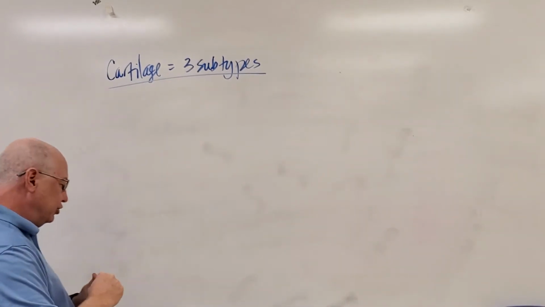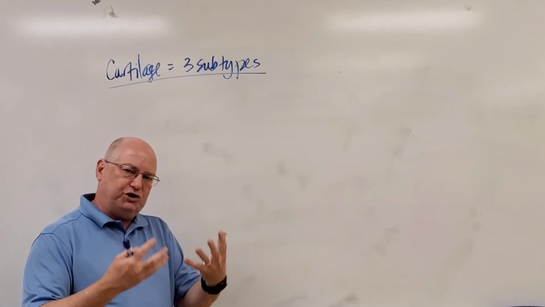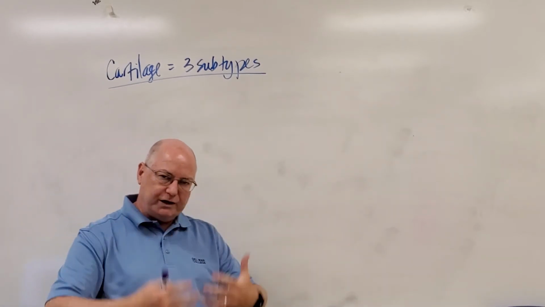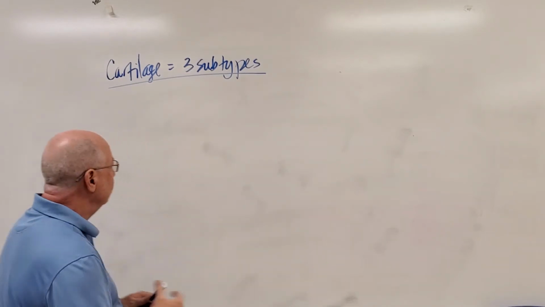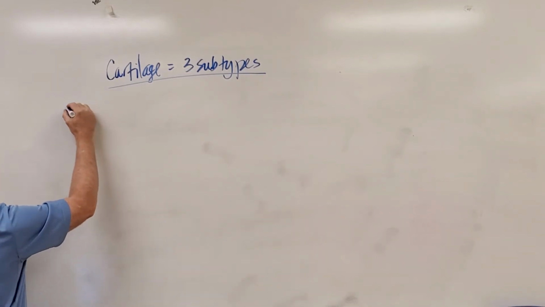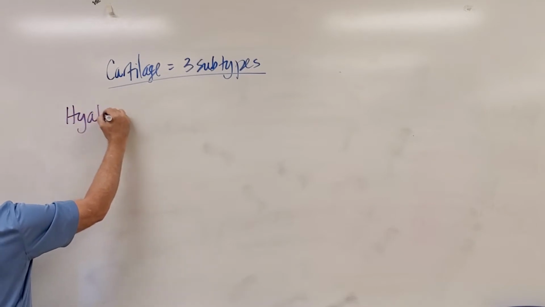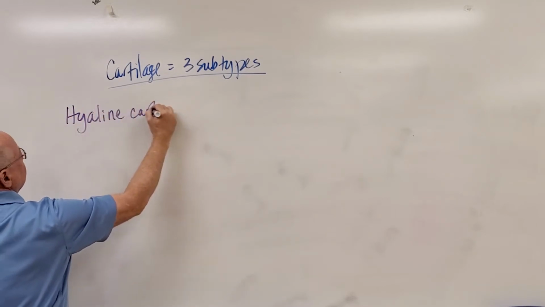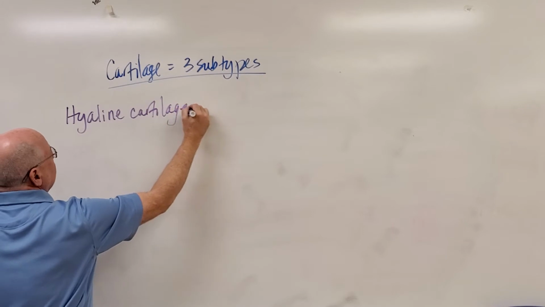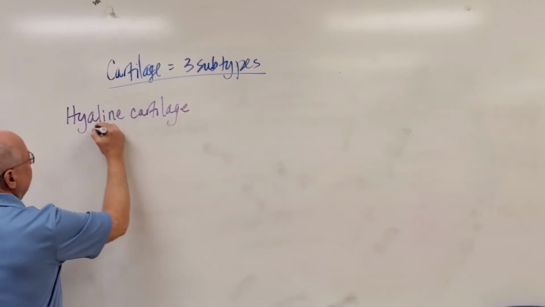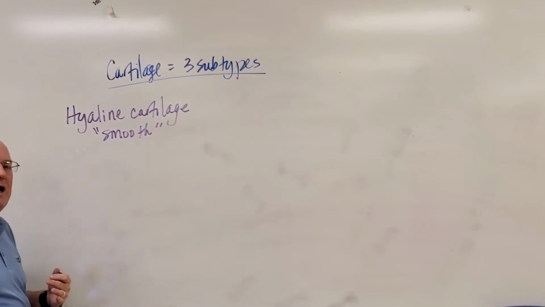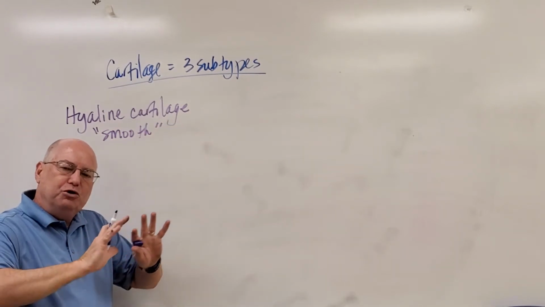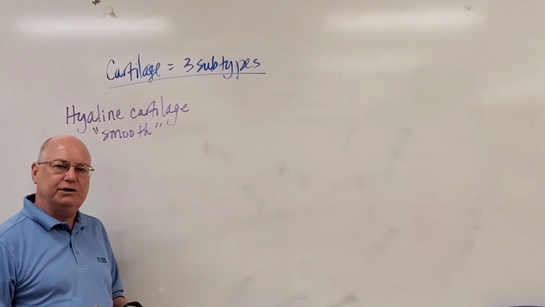Now, cartilage tissue usually picks up this purple stain. Both the matrix, the background, and the cells pick up this purple stain. So, the first type of tissue we're going to look at is called hyaline cartilage. I tend to call this one the smooth cartilage, because when I look at hyaline cartilage, it has a very smooth, glossy appearance to the matrix.